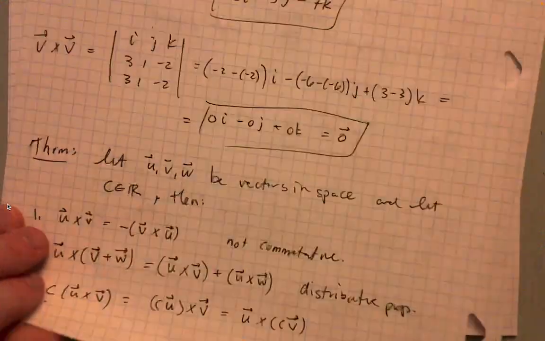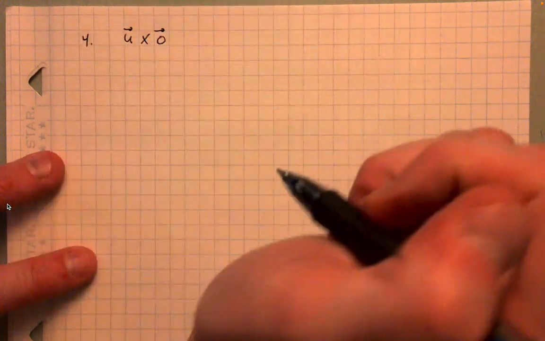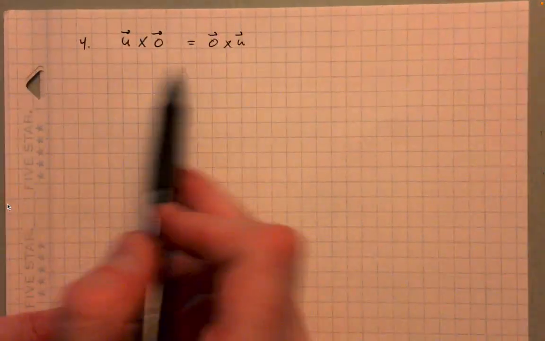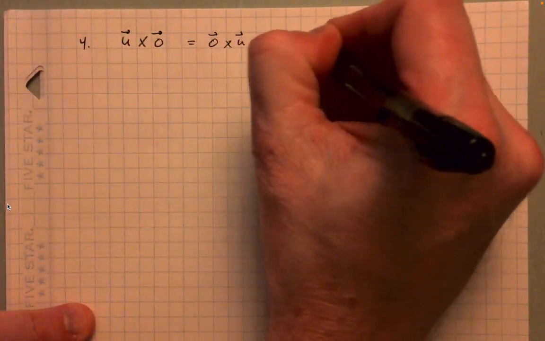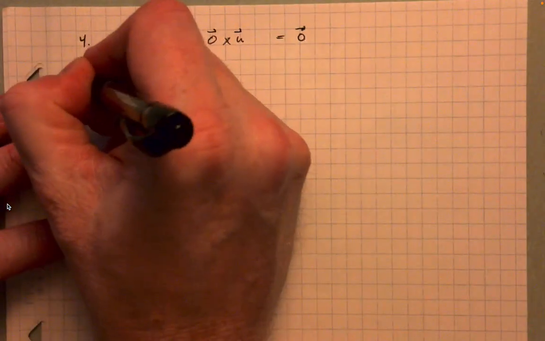All right. Item 4 here. So what about the cross product with 0, the 0 vector? Well, it's equal to 0 cross u, right? So in that case it commutes, and it's always equal to the 0 vector. That should make sense. One of the vectors in the product is all 0. Then as you start multiplying everything, it becomes 0, right? So that should be clear.